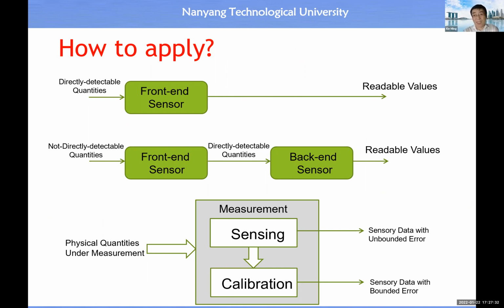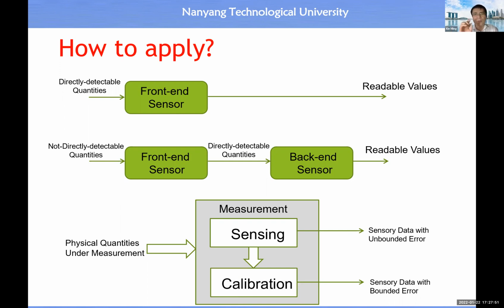The design will involve 2 steps. Step number 1 is to convert the value of a physical quantity on the measurement into readable value. And step number 2 is to do calibration, right? And for step number 1, in general, you may face these 2 situations.